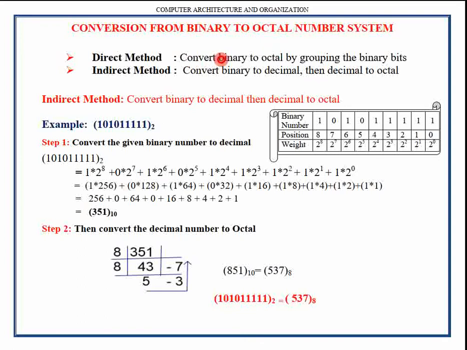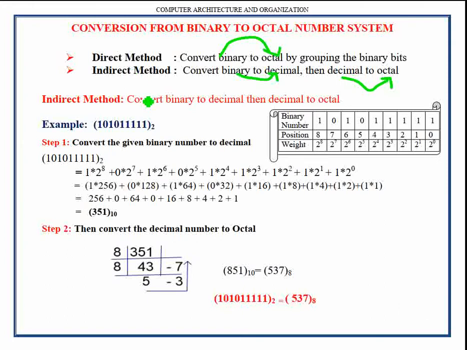There are two methods available to convert a binary number into an octal number system. They are the direct method and the indirect method. In the direct method, the given binary number is converted into octal form directly by grouping the bits. Whereas in the indirect method, the given binary number is first converted into the decimal number system and then from decimal to octal conversion takes place. Since here the binary number is converted into octal form indirectly, this method is known as the indirect method.